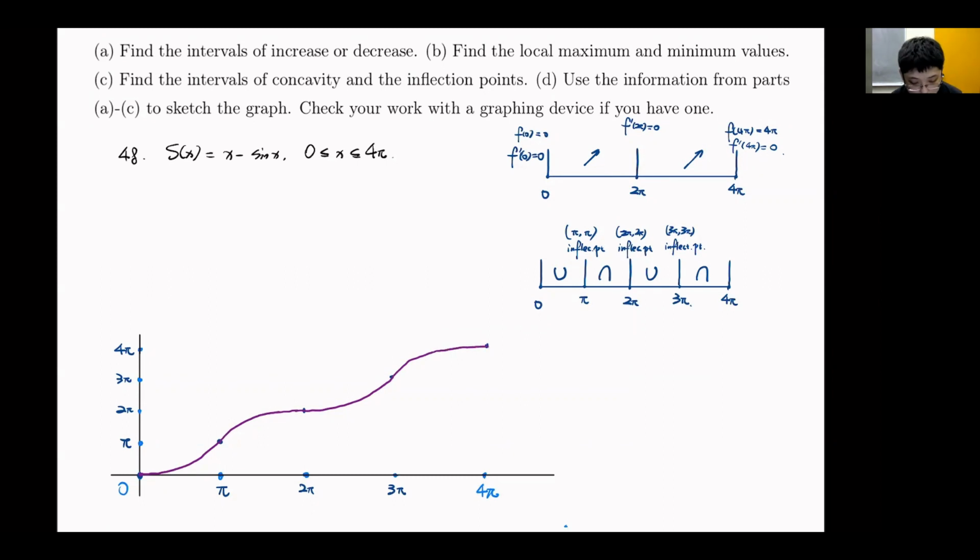All right, so this concludes the discussion of number 48. Again, please check your work with decimals. Use decimals to draw the graph, and you will see that it will be very similar to what we are drawing here. Okay, so this concludes the supplementary video.